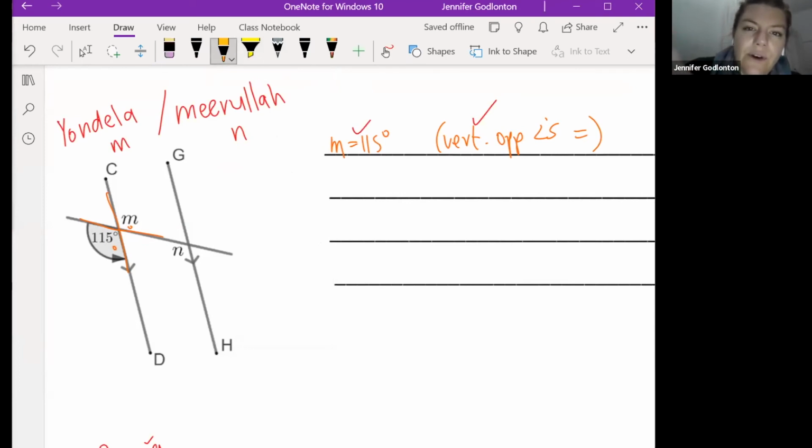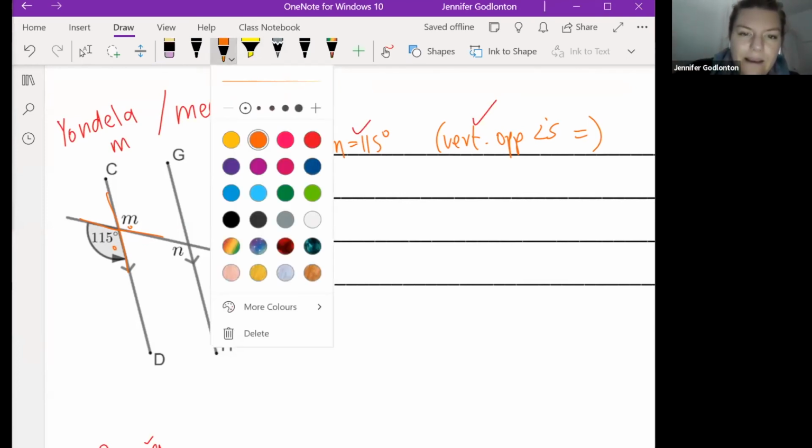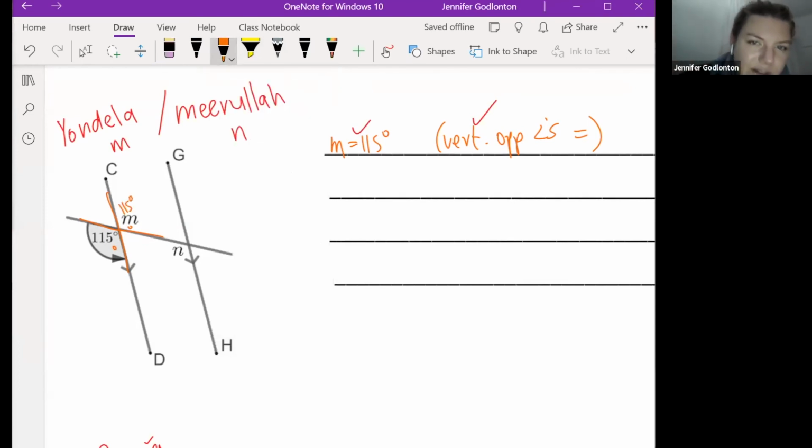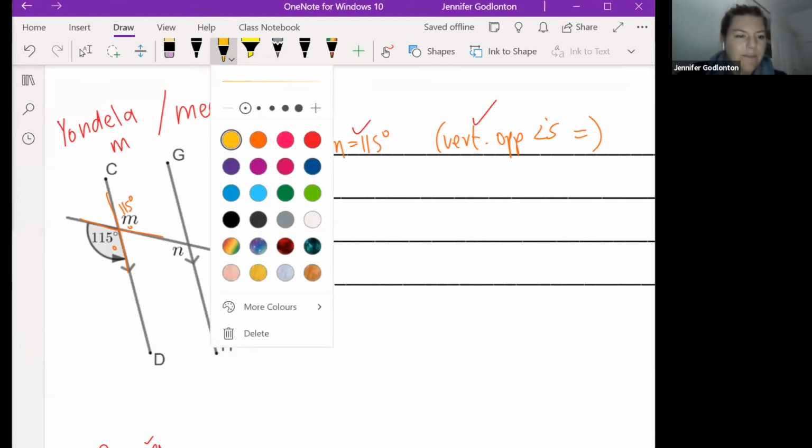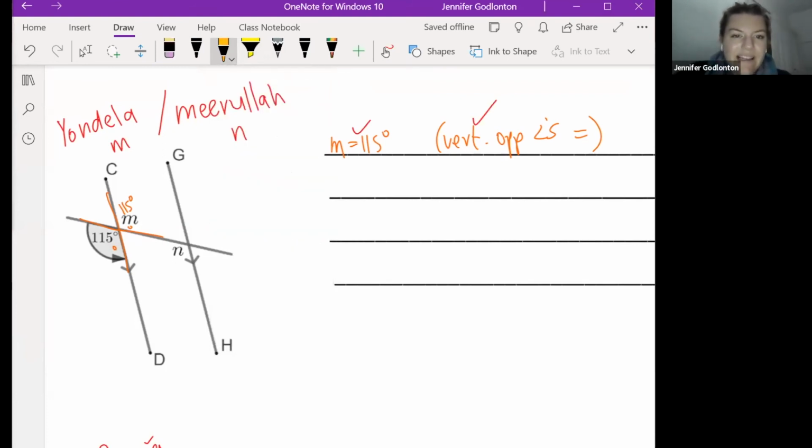Okay, so now we know that M is equal to 115 degrees. Now we have to find N. There are multiple ways we can go about finding N. Marula, can you tell me how we're going to find N? So we already know that M equals 115. So N equals 115 because of alternate angles. Perfect. Alternate angles.